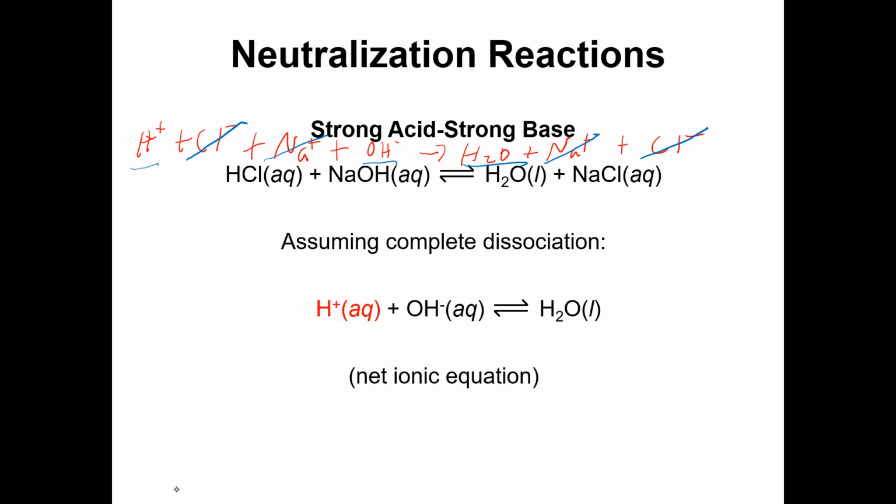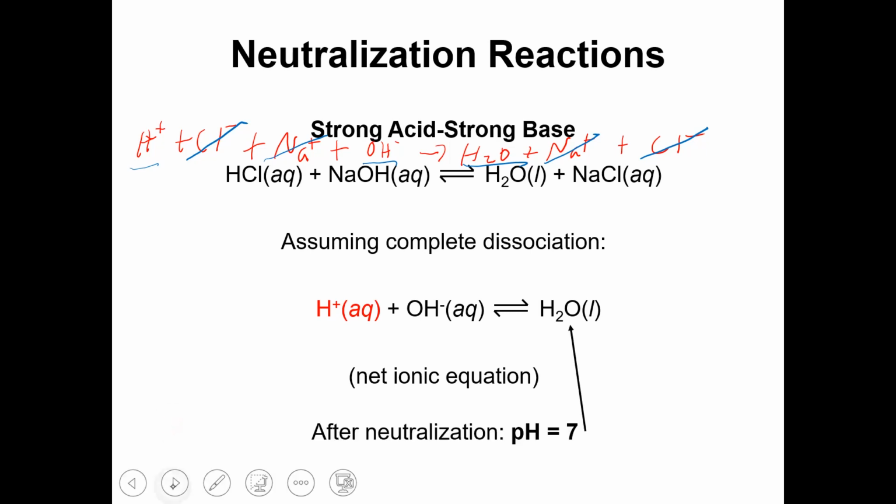So since we're just forming water that has sodium and chloride ions floating around in it, if we were to measure the pH of that, assuming this is pure water, we would have a pH of 7. So if you're reacting a strong acid with a strong base, then when we get water and the ions that are dissolved in water as our product, the pH of that should be pretty close to 7.